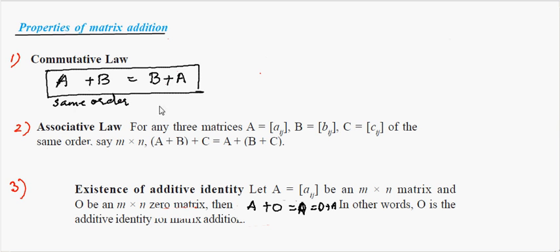Resulting matrix will be the same. So that is why matrix addition has this property, commutative law. But the only thing you need to remember is that two matrices should be of the same order.